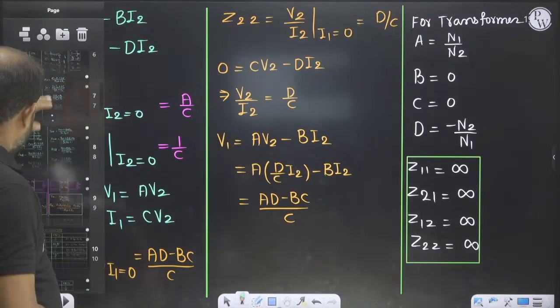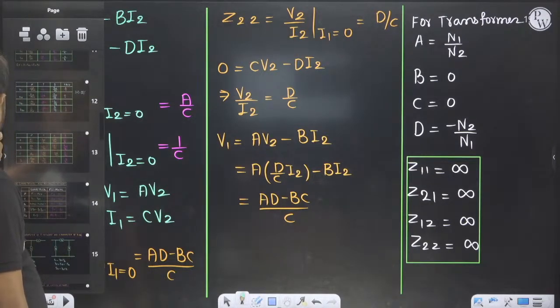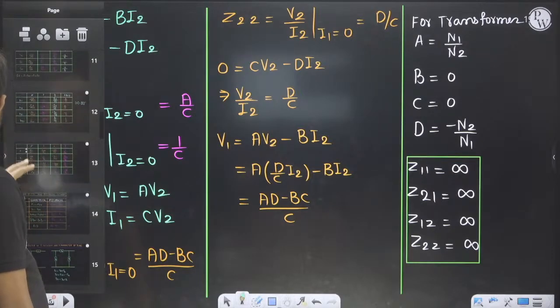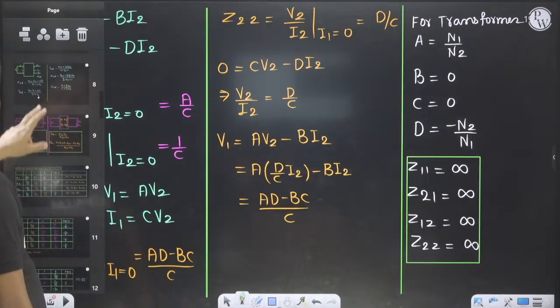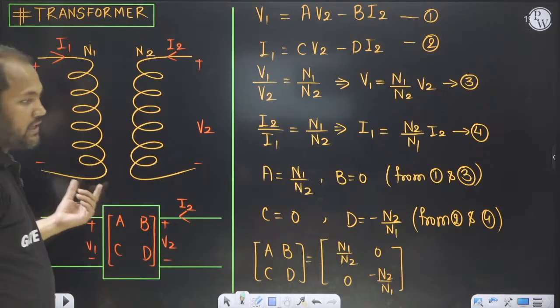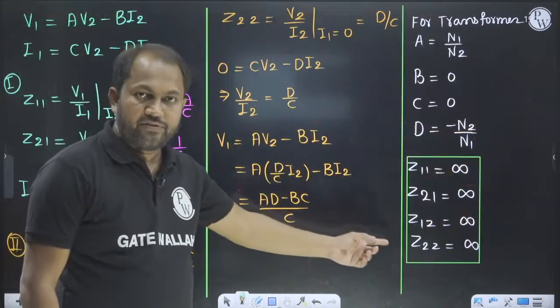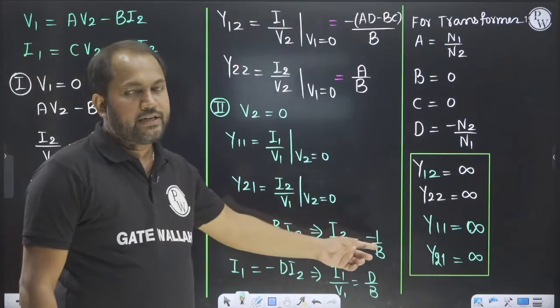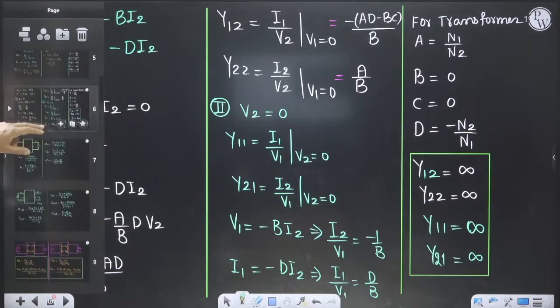Just one second, I will check. Yes, so the y parameter is infinite, the z parameter is infinite. So for a transformer the ABCD parameter is already defined, the z parameter is not defined, the y parameter is not defined. You can go through the formula, or you can derive the formula and then apply it. So this is one of the methods you can use.